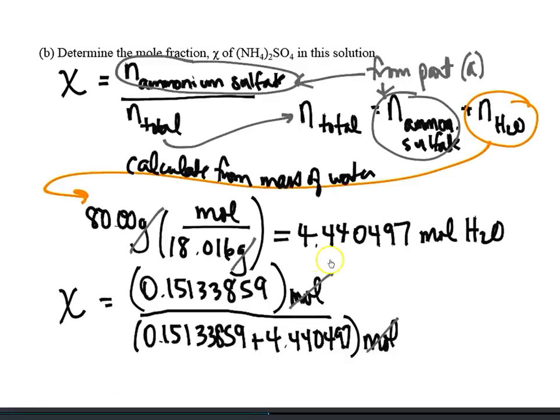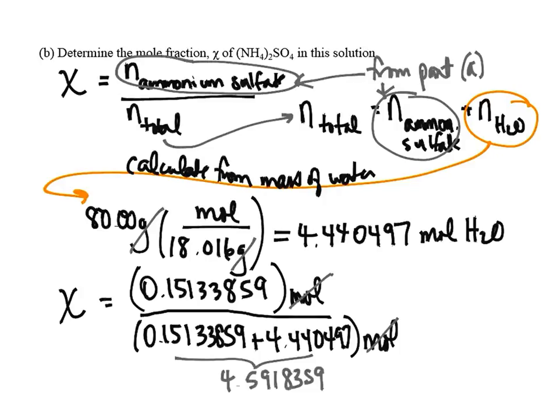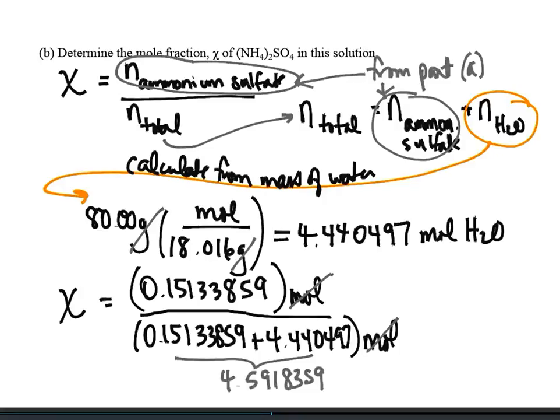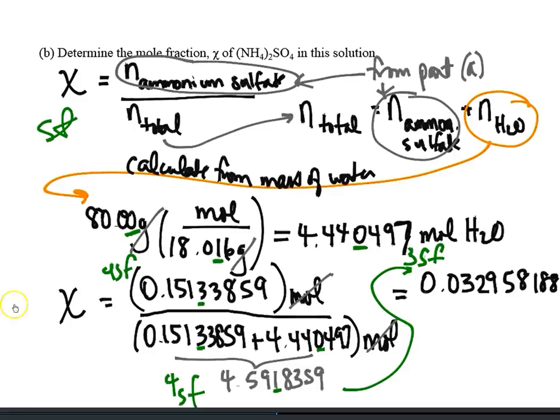And you plug those numbers back into the mole fraction equation. Remember that the denominator is total moles, not just moles of solvent. Moles cancel, and you end up with no units. And we get 0.03295888. And we have to figure out significant figures. We'll do that in green.